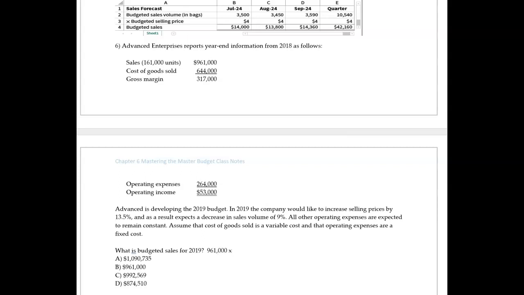times 0.135. And then a 9% decrease, right? So minus 0.09%. Okay, and that should give you 992,569.